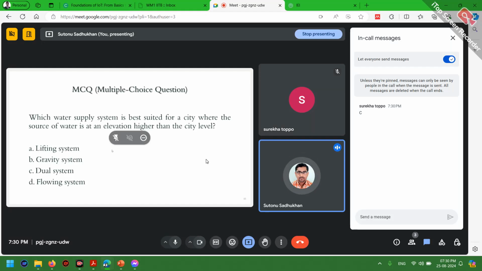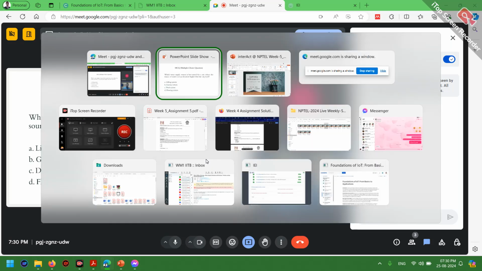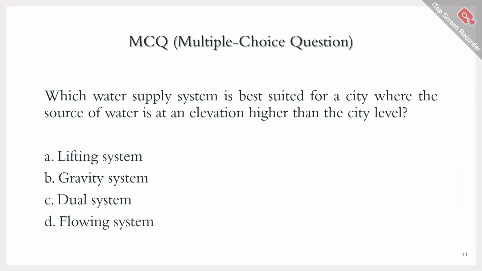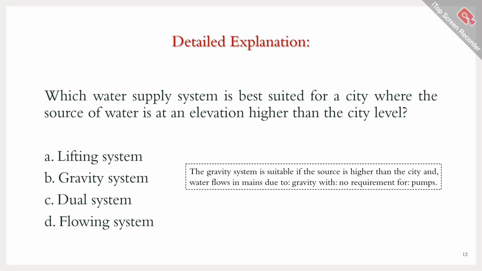Okay, so I'll proceed with the answer. You have told us dual system, but I don't think it is a dual system. So let's see the explanation. The gravity system is suitable if the source is higher than the city and water flows in mains due to gravity with no requirement for pumps. So the correct answer is the gravity system.